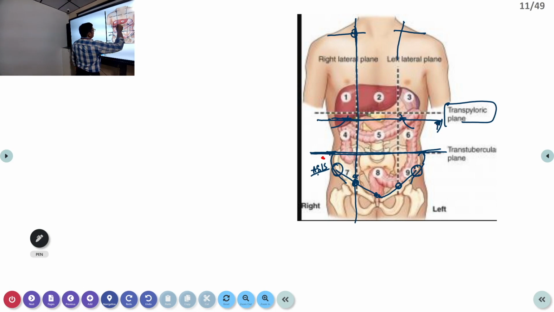Ninth rib costochondral junction, you pass a line through that. It is the transpyloric line, and the vertical line is from the mid clavicular point and the mid inguinal point. Both you connect, it will be the 2 vertical lines. That's how you split into 9 quadrants.